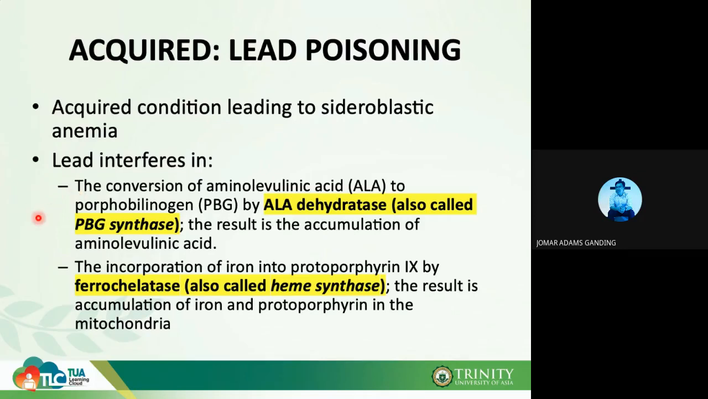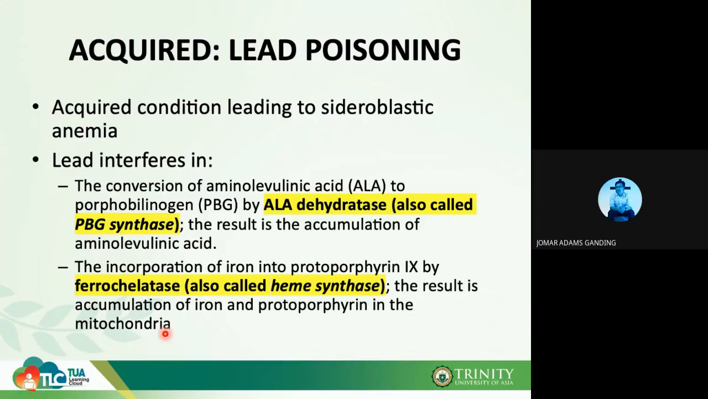The first is the conversion of aminolevulinic acid, or ALA, into porphobilinogen, or PBG. It inhibits your ALA dehydratase, or PBG synthase, resulting in the accumulation of aminolevulinic acid. In addition, lead also interferes with the incorporation of ferrous iron into protoporphyrin 9. In this case, the enzyme inhibited is ferrochelatase, or heme synthase, which results in the accumulation of iron and protoporphyrin in the mitochondria, thereby leading to the formation of ring sideroblast. So again, one more time.